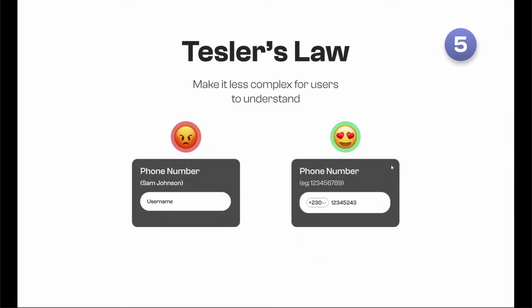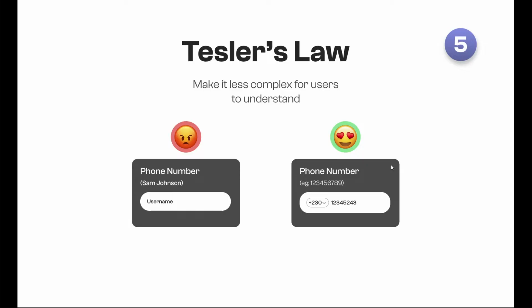And we have Tesler's law, make it less complex for users to understand. So basically, you are saying phone number, and they give you Sam Johnson, and then they see username here. Even me, I'll be like, okay, what's going on? I just opened the app, and I'm seeing phone number, name, and username. Which one am I doing? Am I typing the phone number? It's confusing. There is no proper instruction. You just want me to put my phone number and username all in one place. I don't understand. Is it that I'm doing it there, or is there something else I'm supposed to do?